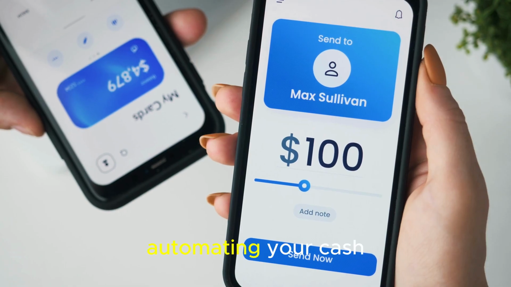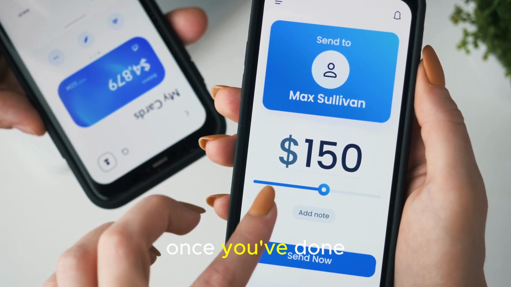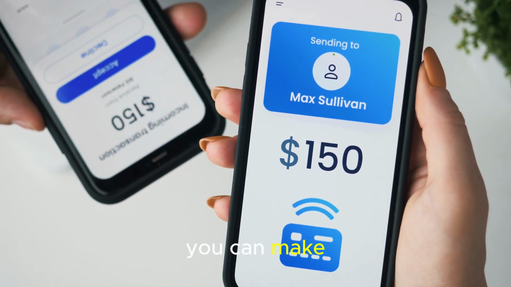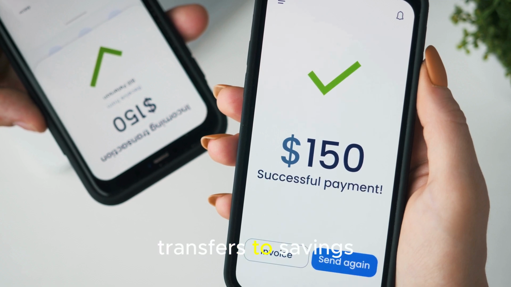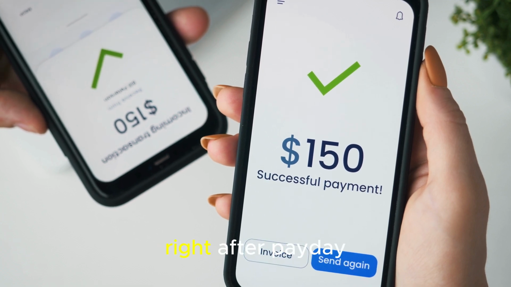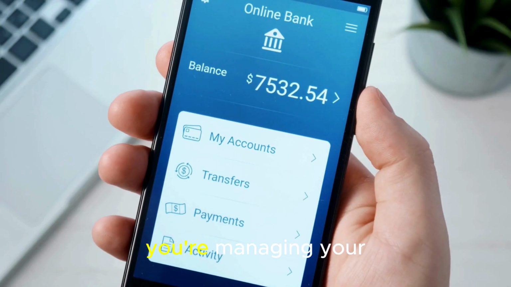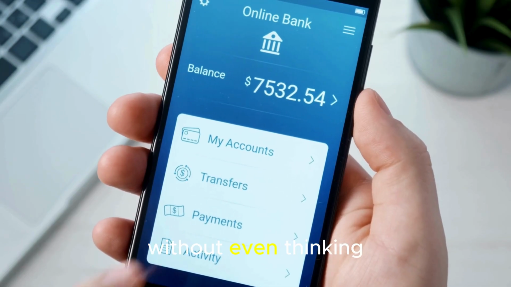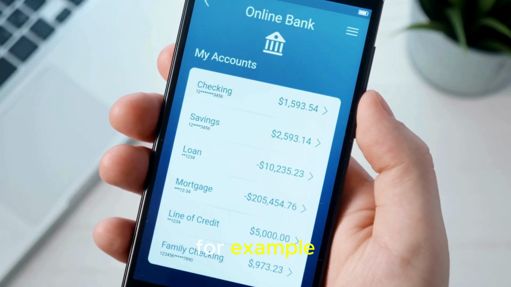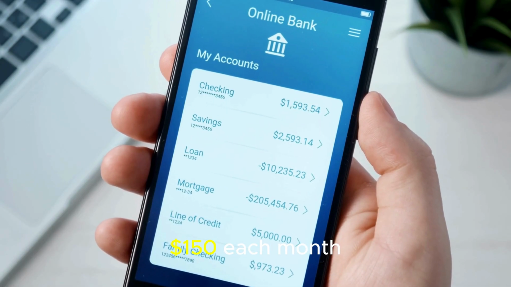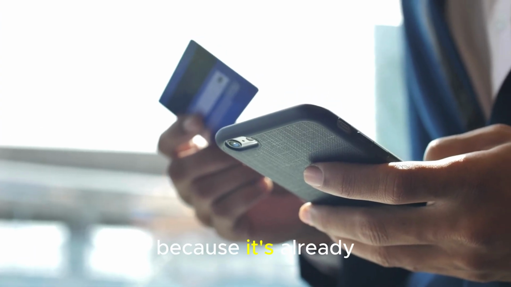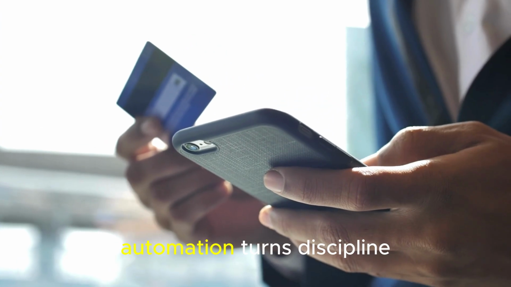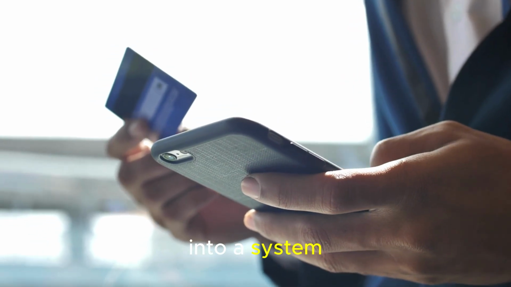Number 18, automating your cash flow. Once you've done the hard work of analyzing, you can make life easier by automating. Set up automatic transfers to savings or investments right after payday. That way, you're managing your cash flow without even thinking about it. For example, if you automate $150 each month into a savings account, you won't be tempted to spend it because it's already out of sight. Automation turns discipline into a system.